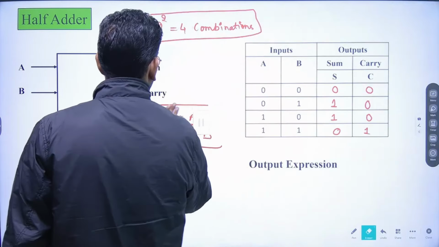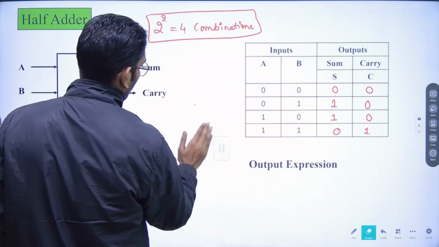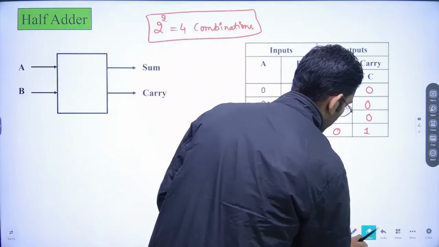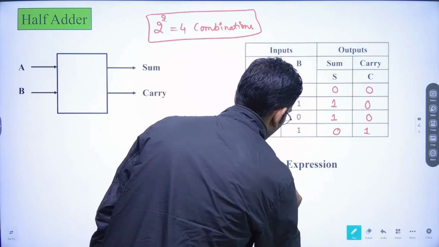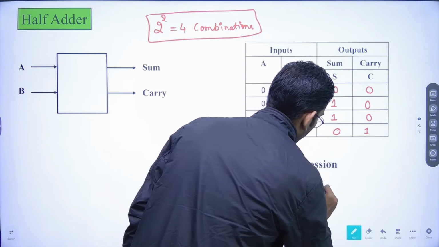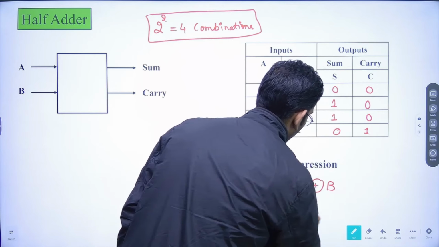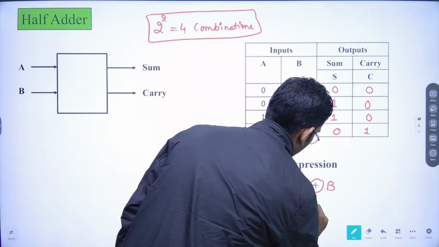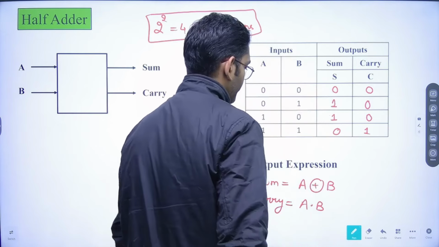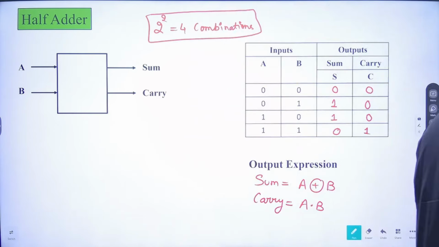So I would write down this output expression over here. Sum is a XOR b and the carry is a dot b.